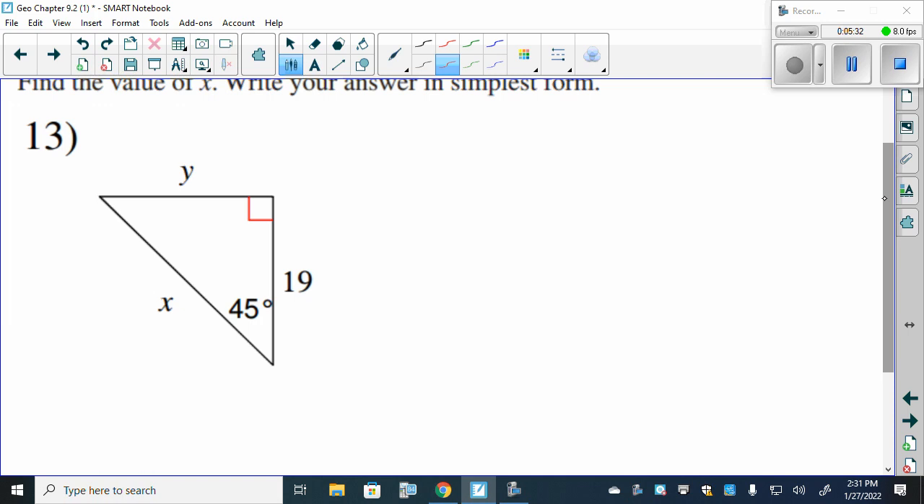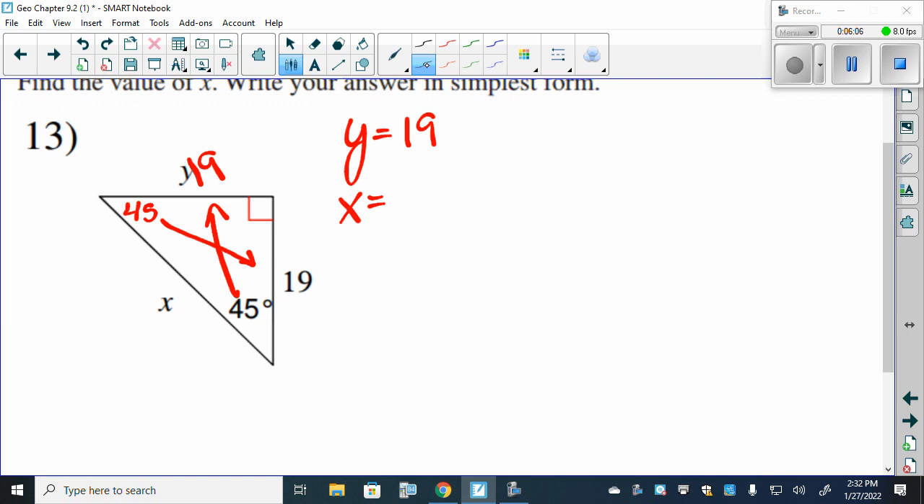So let's look at this one here. So we see, well, this angle over here is 45. Y is going to be 19. Y is 19. Because the sides opposite the 45-degree angles are the same. So since 19 is opposite this 45 degrees, it means that this side also has to be 19.